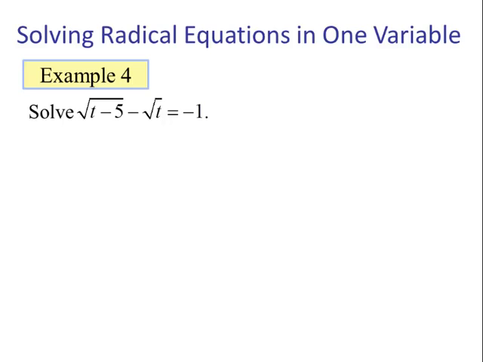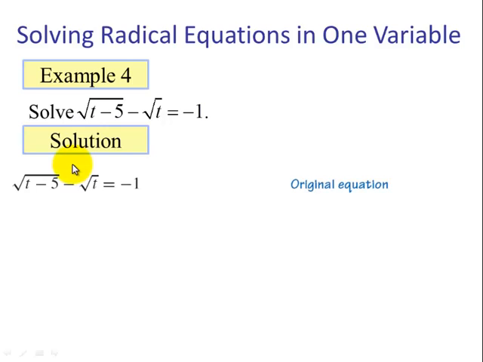Example 4. Solve square root of t minus 5 minus the square root of t equals negative 1. Solution. Our first step is to isolate the square root of t minus 5. So we're going to add square root of t to both sides of the equation. Next, to get rid of the radicals, we square both sides.